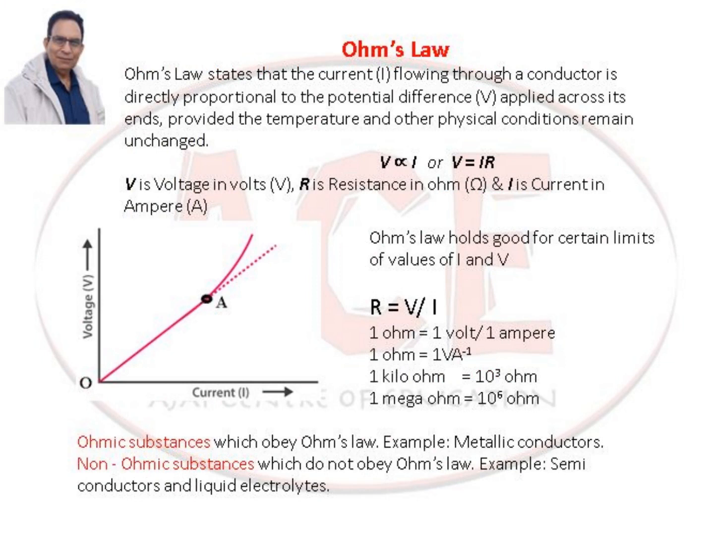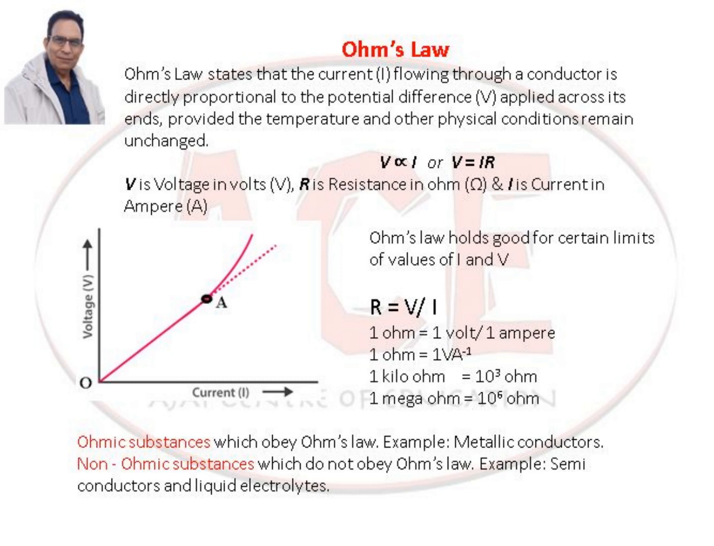Ohm's law of electricity. Ohm's law states that the current flowing through a conductor is directly proportional to the potential difference V applied across its ends, provided that temperature and other physical conditions remain unchanged. V is directly proportional to I, or V is equal to I times R. V is voltage in volt, R is resistance in ohm, and I is the current in ampere.